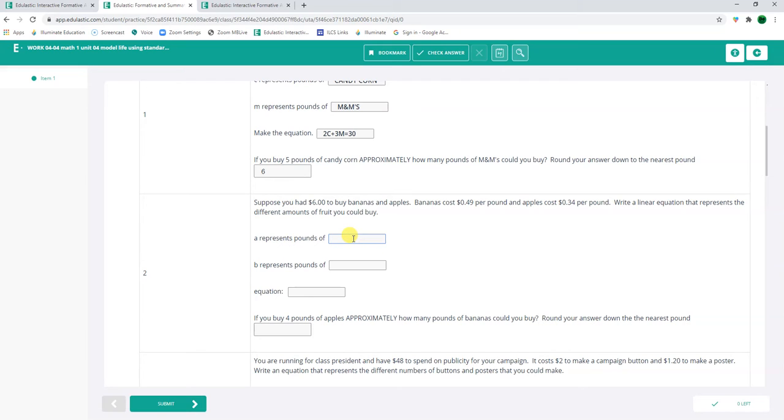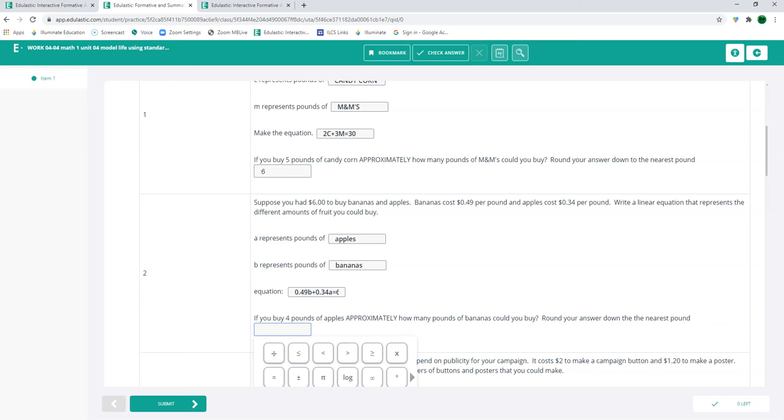So A represents pounds of apples. B represents pounds of bananas. Build an equation. $6. How much are bananas? 49 cents a pound? Okay, so 0.49 times the bananas plus 0.34 times the number of apples or pounds of apples equals a total of $6.